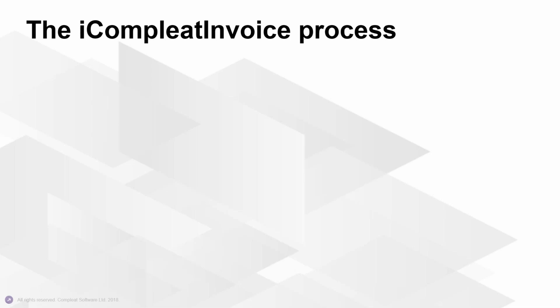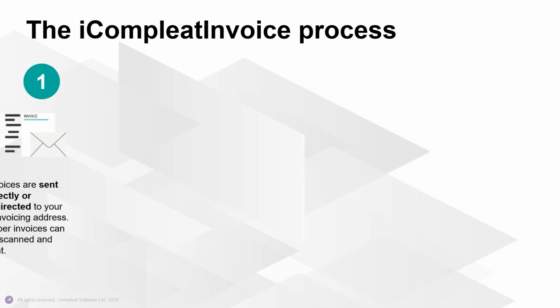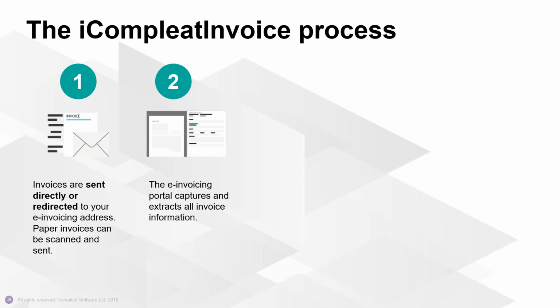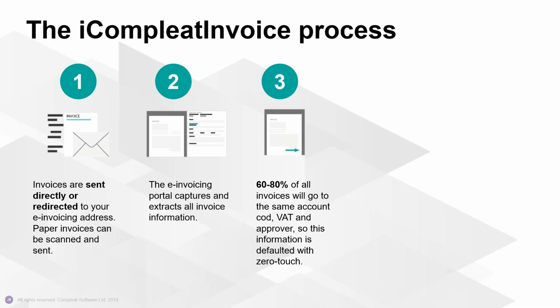So now I'd like to show you what the iCompleatInvoice process looks like. PDF invoices are emailed in either direct from the suppliers or forwarded straight from the client's email into our e-invoicing portal. The portal then captures the data from the invoice, providing you with validated header and line information within your iComplete system. Now, we understand that 60 to 80% of all invoices go to the same account code, VAT code, and approver. This information can actually be defaulted, so you don't have to repeat your actions each time you receive an invoice from a supplier.